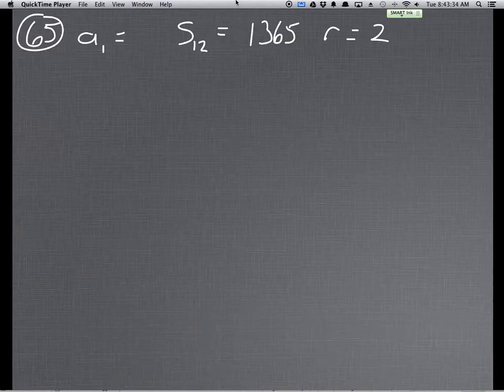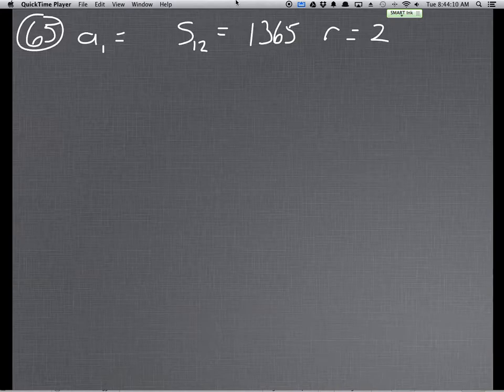I've written up all of our main geometric formulas over here. I've got a sub n equals a sub 1 times r to the n minus 1. What's the name of that formula? Explicit formula. So there's my explicit formula. Then we have three different sum formulas. The first one is a sub 1 times 1 minus r to the nth over 1 minus r. The second one is a sub 1 minus a sub n times r over 1 minus r.